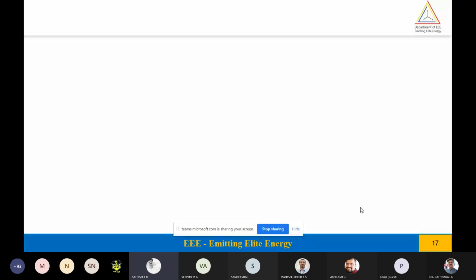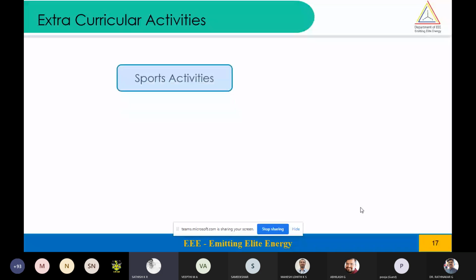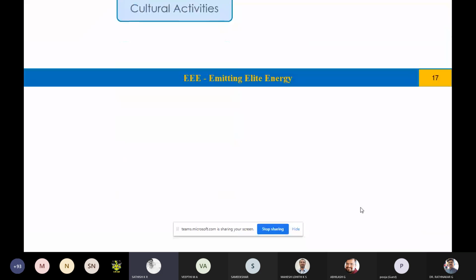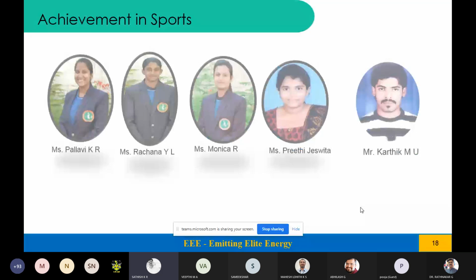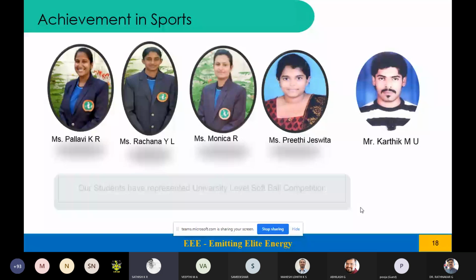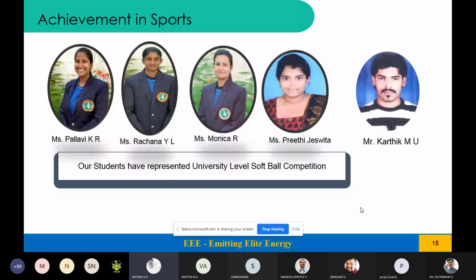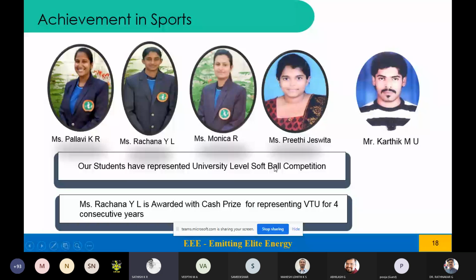Next, we will come to extracurricular activities. In extracurricular activities, one is sports activities, the second is social activities, and the third is cultural activities. In sports, our students have represented VTU as well as state and national level. These are the students who passed out last year, the 2019-20 batch. They have represented both VTU and national level from our department, and our students have represented at the university level softball competition. And the second one, Rachana Vayal, a student, was awarded a cash prize for representing VTU for 4 consecutive years.